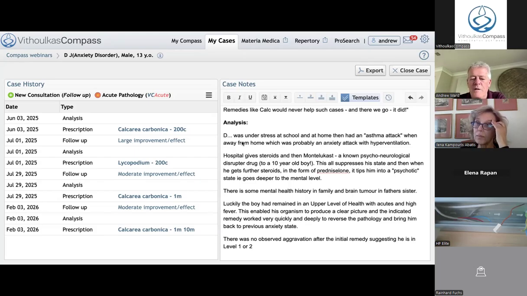So yes, why we give potencies is a little bit unclear still, isn't it? I mean, why a 200 and not a 1M? We don't really know. I mean, we can give high potencies in these clear cases, especially when there's mental symptoms.